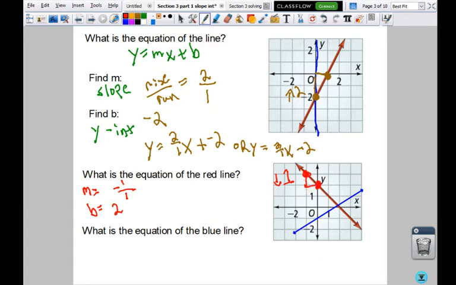And I'm not quite done because I have to actually make my equation. I go y equals negative 1 over 1 x, and then plus, my b is 2. And that is my final equation.